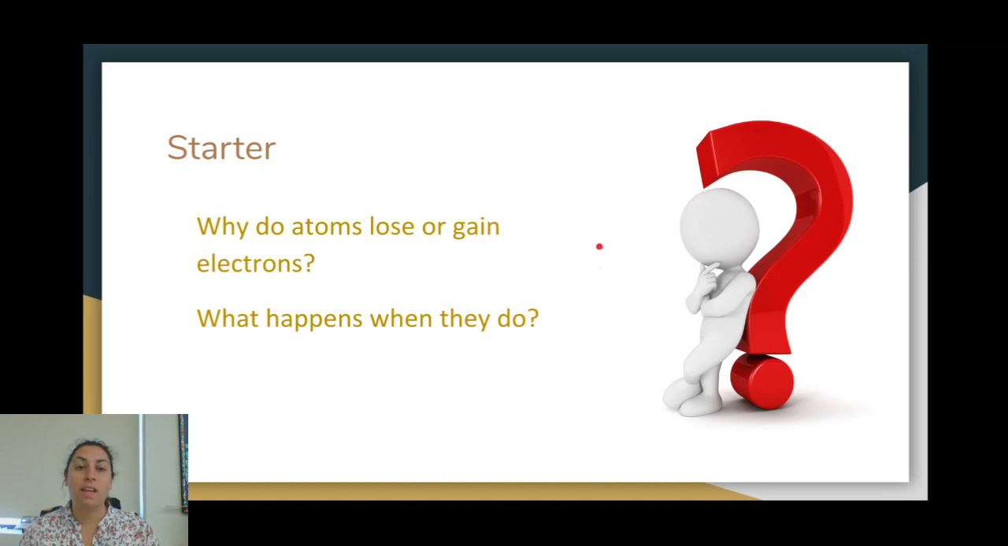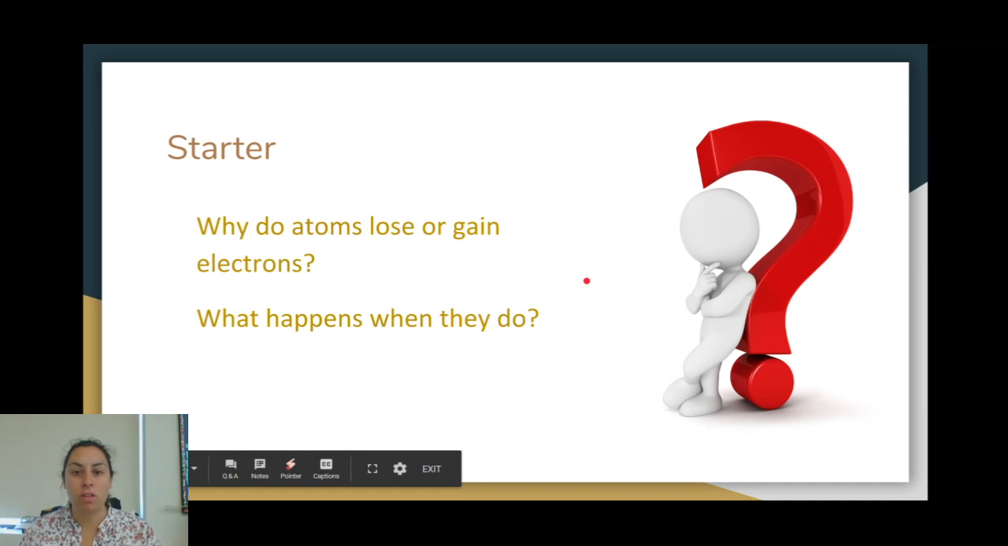So our starter today is looking at ions. Why do atoms lose or gain electrons, and what happens when they do? Take a minute to answer this question and discuss with your neighbor if they are also doing this same lesson.